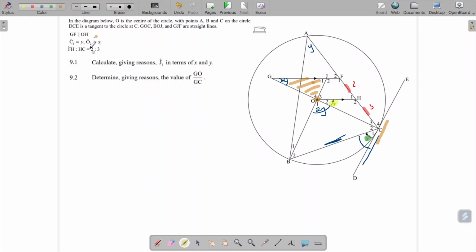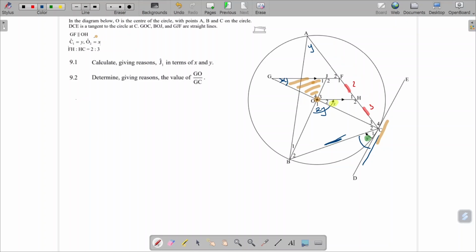So the trick now is to write it down, and again, as I've been encouraging you to do, we do it once for ourselves, we get our thinking straight, and then we do it once for the examiner, and we follow through. So we said O2 equaled X equaled G, corresponding angles on parallel lines.